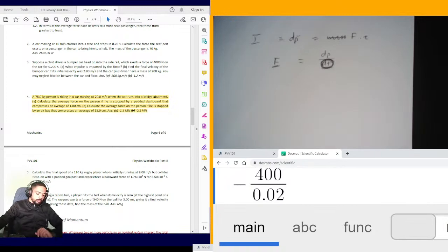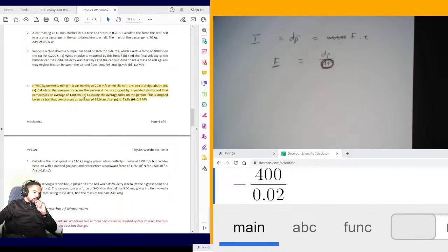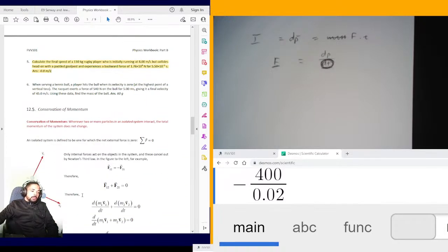Okay, let's go to our last question for collisions in this book, for momentum. Let's see now. I'm going to do this one, and then we're going to do one more from the book. But before I do the one from the book, I'm just going to go drink some water because my throat is really getting dry now.